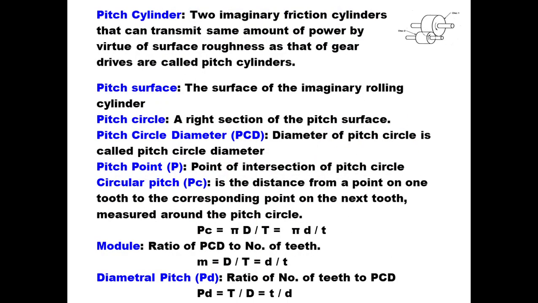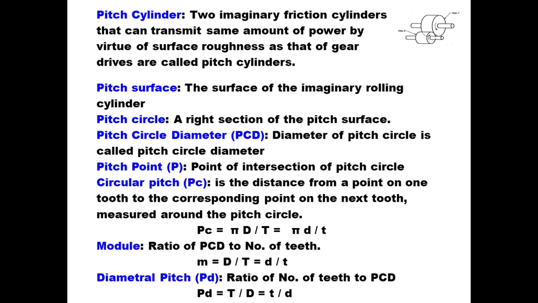Now pitch cylinder: two imaginary friction cylinders that can transmit the same amount of power by virtue of surface roughness as that of gear drives are called pitch cylinders. Now pitch surface is the surface of the imaginary rolling cylinder. Pitch circle is a right section of the pitch surface. Pitch circle diameter is the diameter of the pitch circle. Now pitch point P is the point of intersection of the pitch circles.